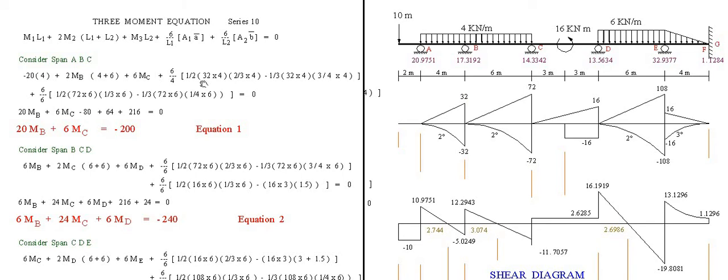In our case, the first span, the origin is for a triangular loading of 32 by 4. The centroid is 2/3 of 4 here. Then the lower part, moment by part, is a parabolic, so it is 1/3 of 32 by 4. Then distance from here up to here is 3/4 of 4. Okay, this is the left moment by part.